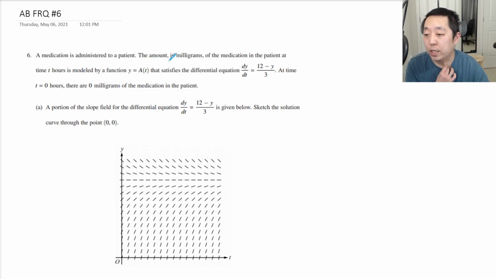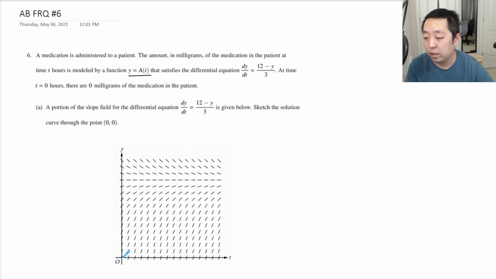Medication is administered to a patient. The amount of medication in the patient at time t hours is y equals a of t. That's how many milligrams are in that person, and it satisfies this differential equation. Initially, there are 0 milligrams of the medication in the patient. A portion of the slope field is given below. Sketch the solution through the point (0, 0).